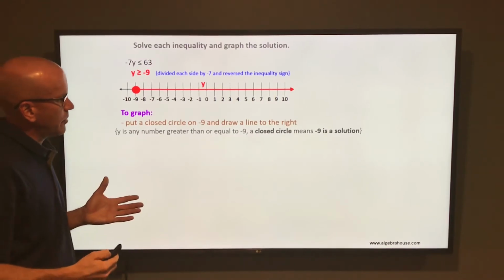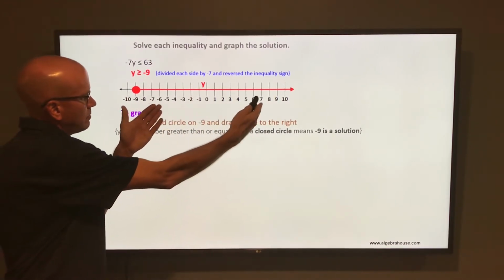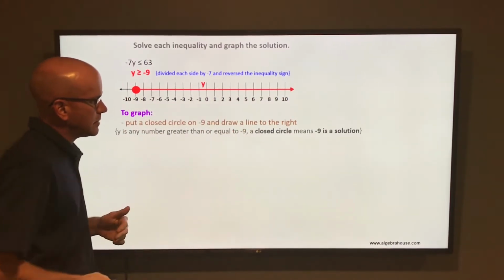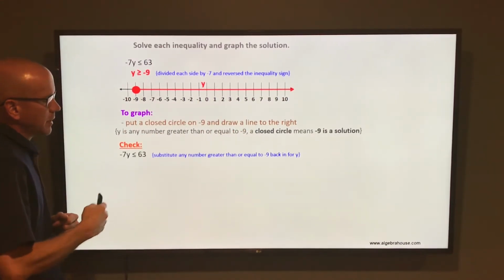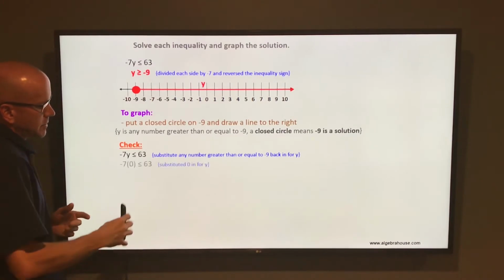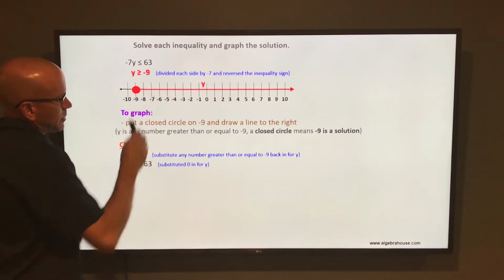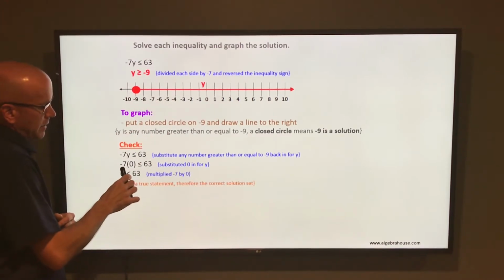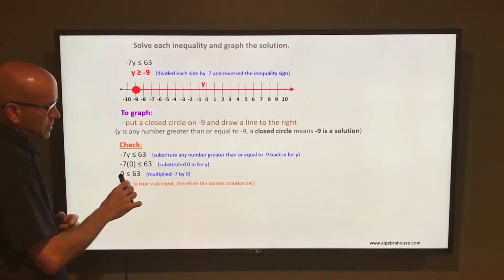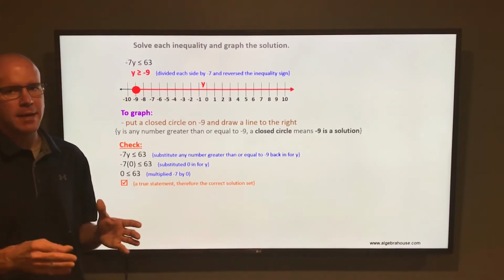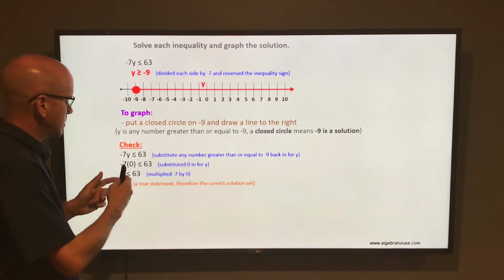If you want to check that with numbers, pick any number in that set, such as negative 5 or 2 or 8. Put any of those in. It should make a true statement. So for this, let's go with 0. 0 is in that solution set. So if you substitute 0 in, it'd be negative 7 times 0. That is 0. 0 is, in fact, less than or equal to 63. It's not both. It's less than or equal to. So it is less than 63.